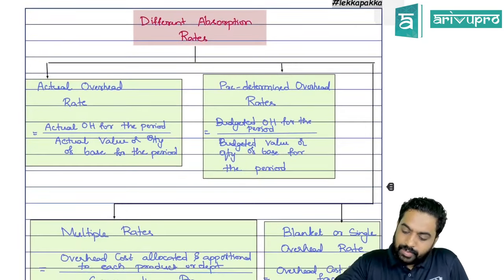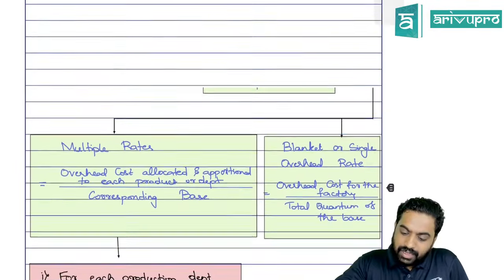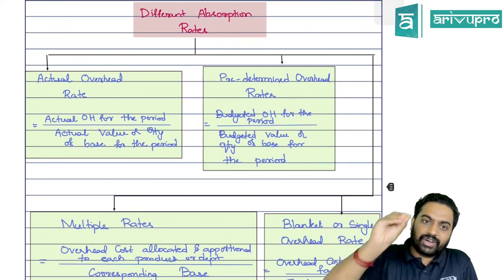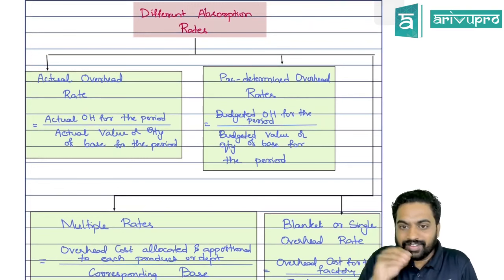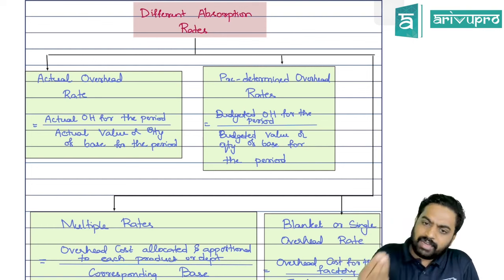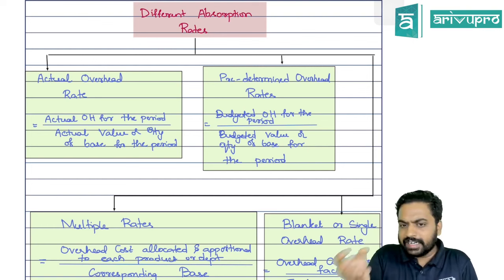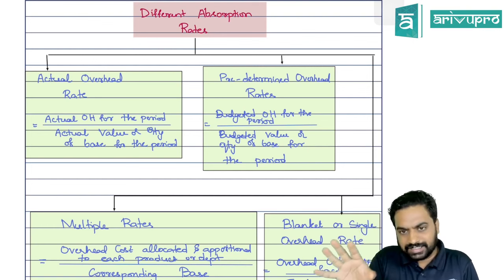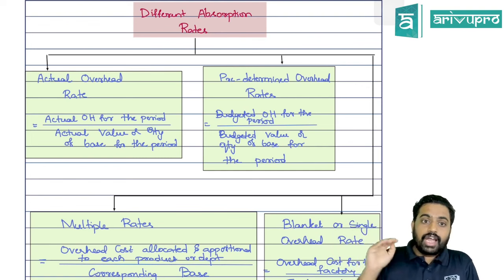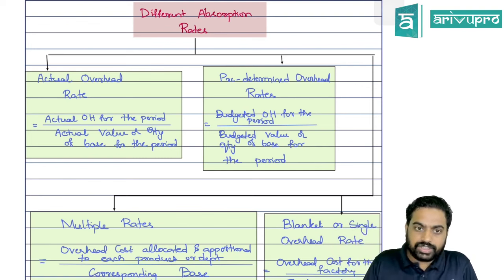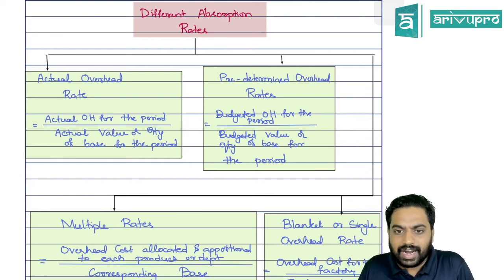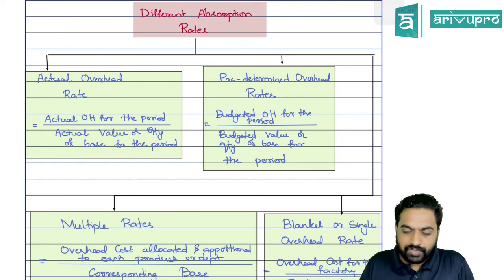Okay, sir, how many overhead absorption rates are there? Four overhead absorption rates are there. One is the actual rate. Here we are going to consider the actual overhead divided by the actual base. It can be machine hours, labour hours, number of units produced, direct wages, direct material, whatever it is, the base. Depending on the question, the base changes. So how are we going to find the actual overhead rate? Actual overhead for the period divided by the actual value or quantity of the base for the period.